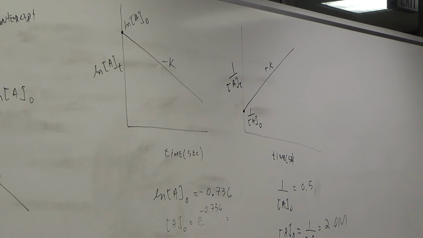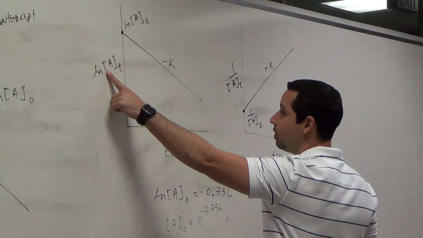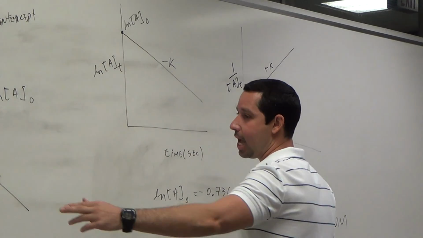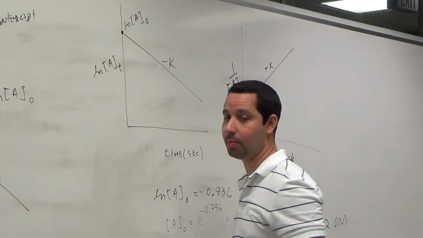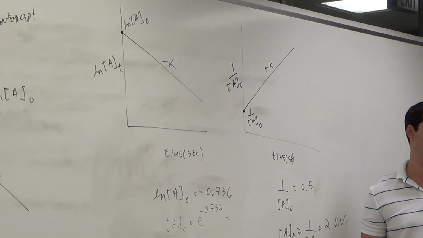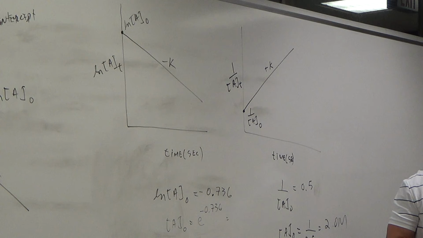So if you have a reaction and you plot ln of AT versus time, and you plot 1 over AT versus time, you get 3 different graphs. How many graphs do you expect of those to be linear? 1. Only 1. The other 2 are not going to be linear. The one that is linear, it belongs to that order. Write that down.